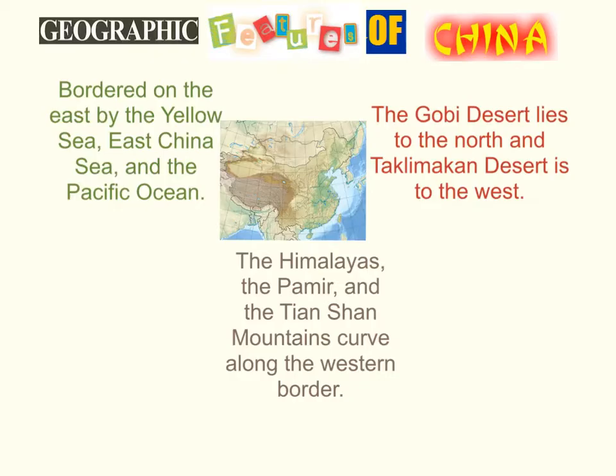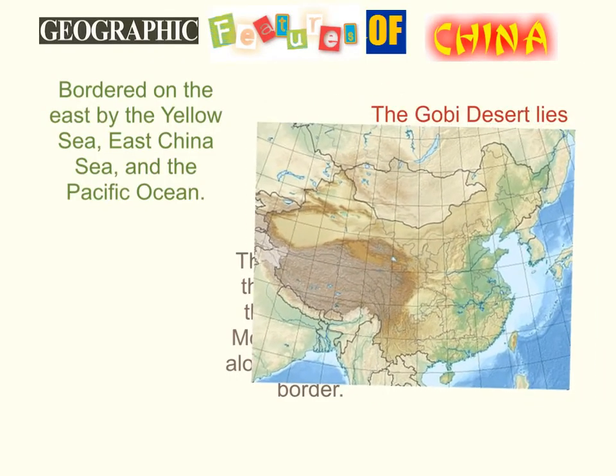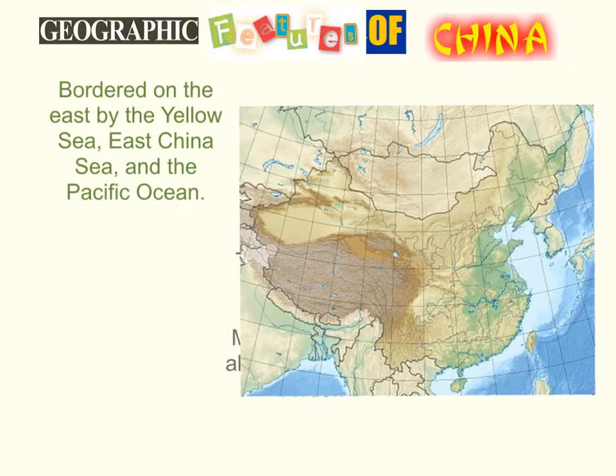But first of all, let's move this up here. Get my pencil. Okay, bordered on the east by the Yellow Sea. So the Yellow Sea is right there. And then you have the East China Sea, which is right there. And then you, of course, have the Pacific Ocean out here.